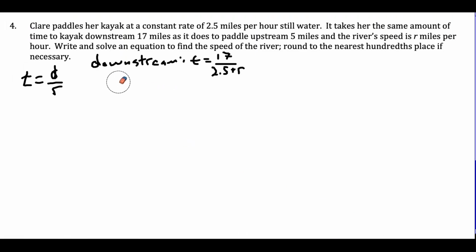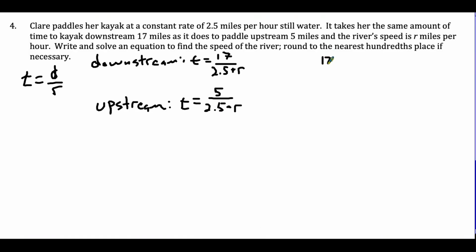Let me move this down just a hair here. So now to go upstream, I want to write a similar expression for the amount of time it takes. So this time, my distance is 5 miles, but this time the river is working against me. So that 2.5 miles an hour I can go in still water, the speed of the river, I'm going to need to subtract from that. So these are my two expressions for the amount of time for downstream and the amount of time for upstream. Now in this problem, it tells us that these two things take the same amount of time.